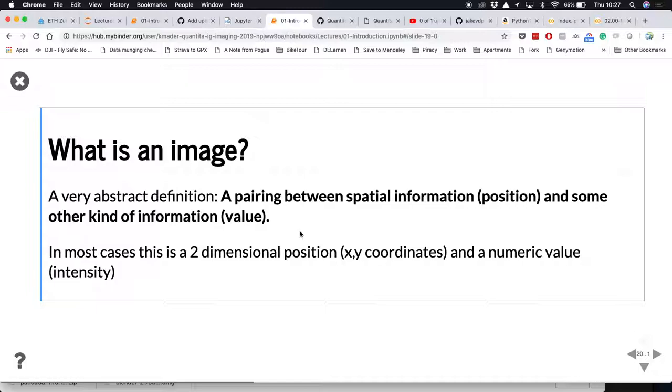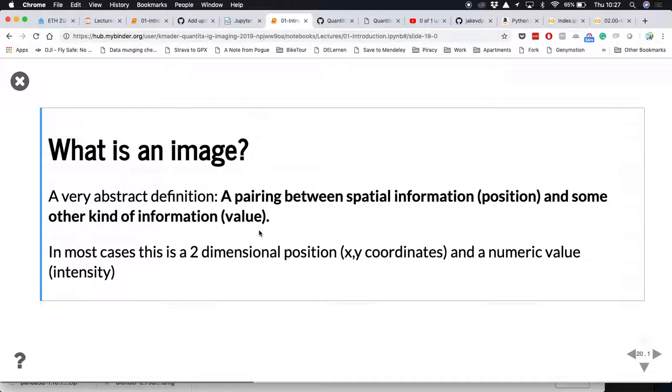To start off with really, really basic definitions, but ones that I think are quite important to make sure everyone's on the same page: what is an image? A lot of you will probably have very different definitions of what an image is. But the very abstract definition that we're going to use is a pairing between spatial information, position, and some other kind of information, value.